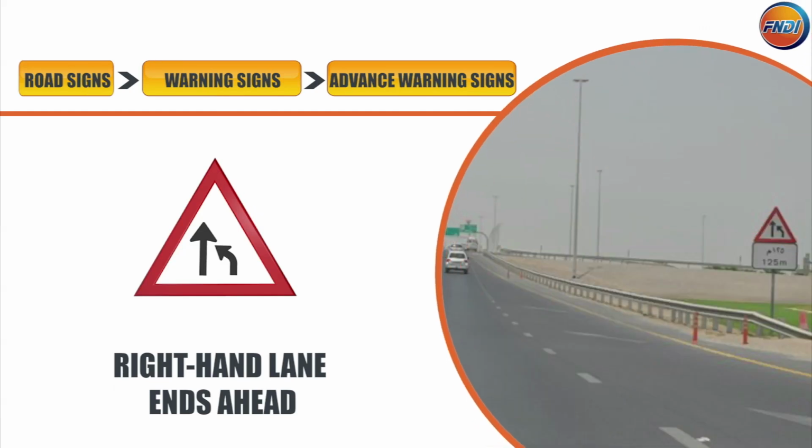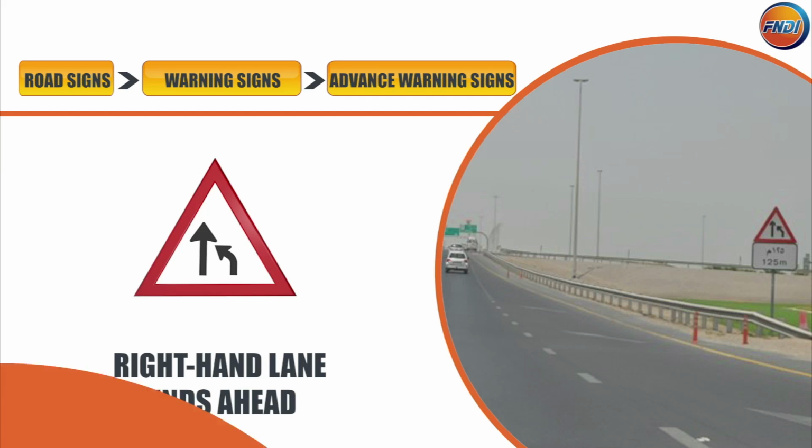Right lane ends ahead. This sign shows that the right lane is ending ahead. It is also used on multi-lane roads to warn you that your lane will not continue. Motorists must adjust the speed to change lane towards the open lane without disturbing other traffic.